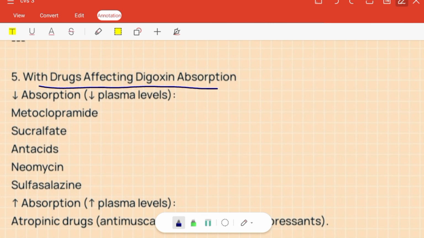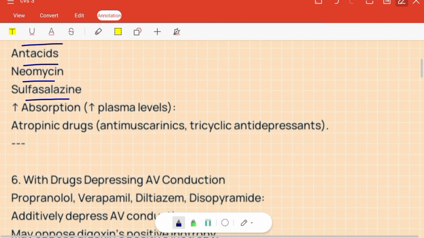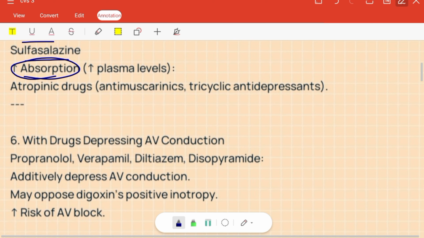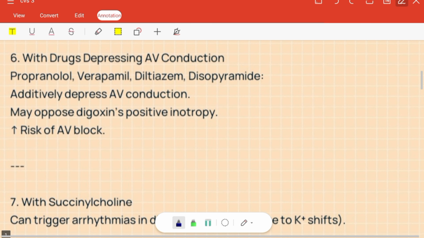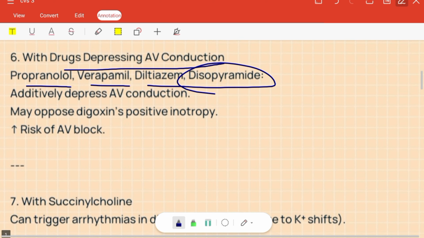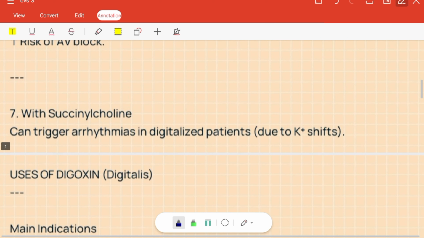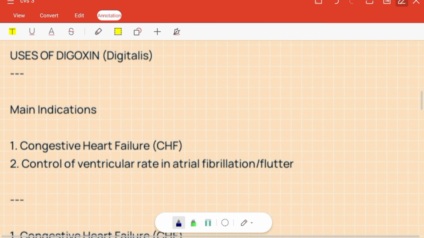Next are the drugs affecting digoxin absorption. The drugs which decrease the absorption are metoclopramide, sucralfate, antacids, neomycin, sulfasalazine, and the drugs which increase the absorption are atropine-like drugs, like antimuscarinics and tricyclic antidepressants. Next, it should not be combined with drugs depressing AV conduction because it leads to complete heart block. Such drugs are propranolol, verapamil, diltiazem, and disopyramide. Next is succinylcholine, which can trigger arrhythmias. Okay. Next we'll see the uses of digoxin.